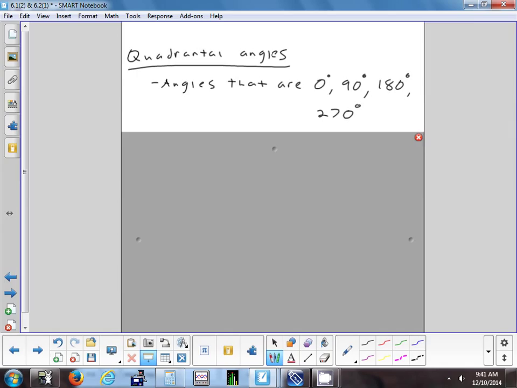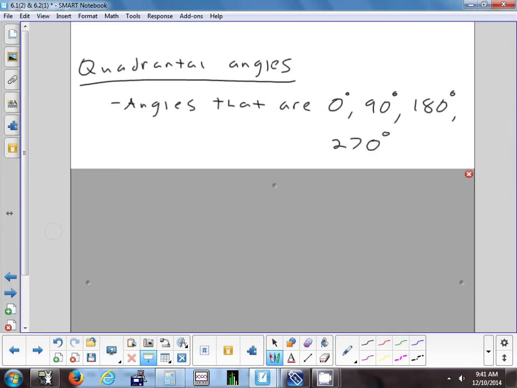For special angles that come up, those are your quadrantal angles. Those are angles that are 0, 90, 180, or 270.